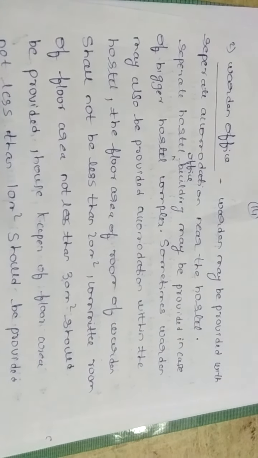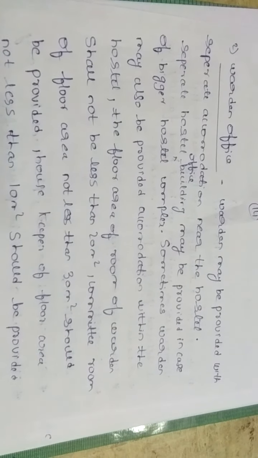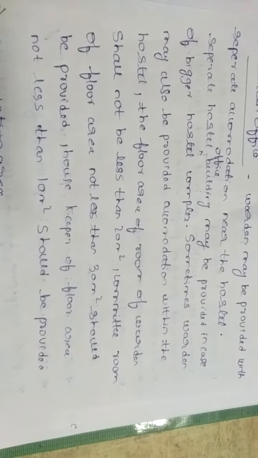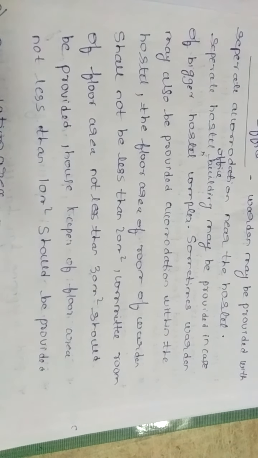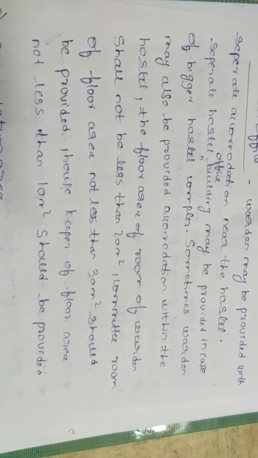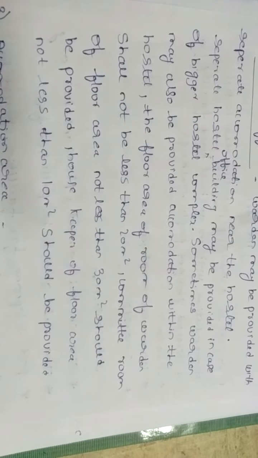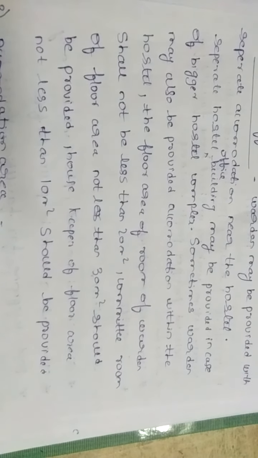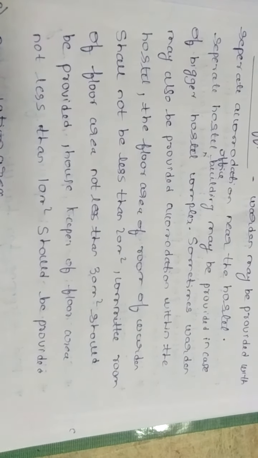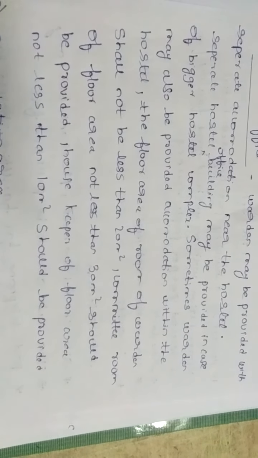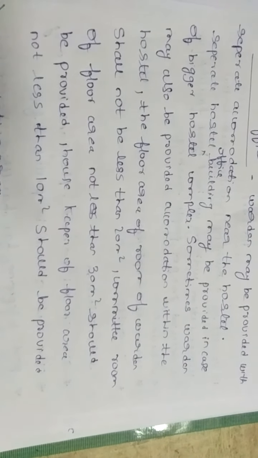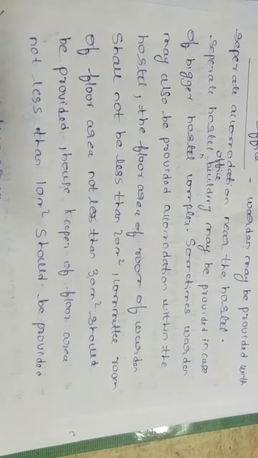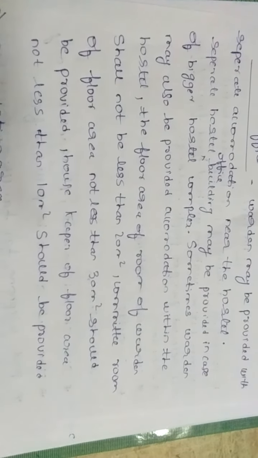So also we can see what are the different room sizes that should be given inside the hostel building. If we are giving the warden a room inside the hostel building itself, the floor area of that warden's accommodation should not be less than 20 meters square. If the warden is also given a room in the hostel building, his or her room, that is the floor area, should not be less than 20 meters square.